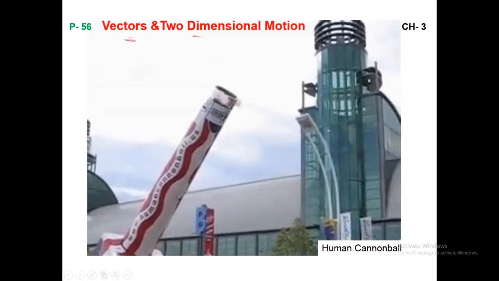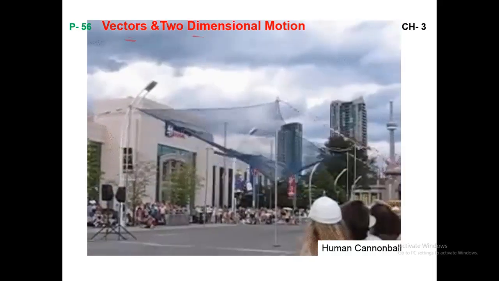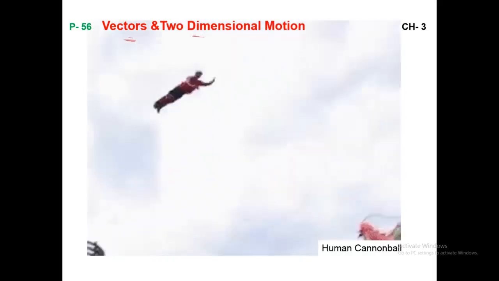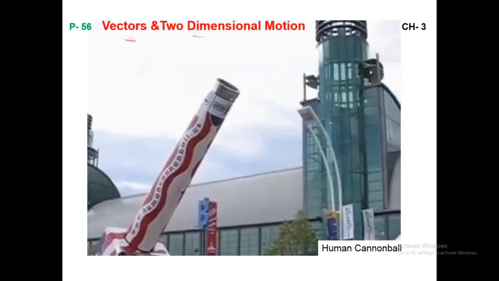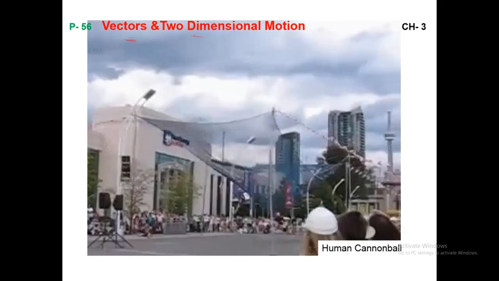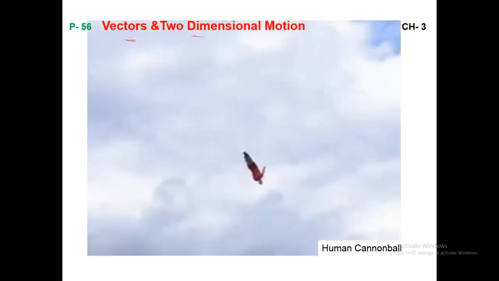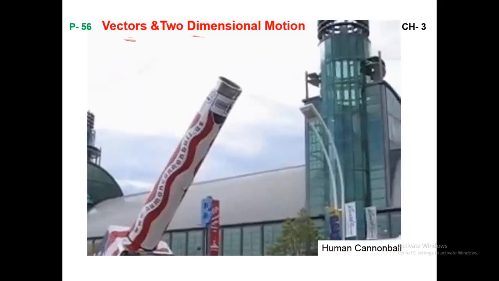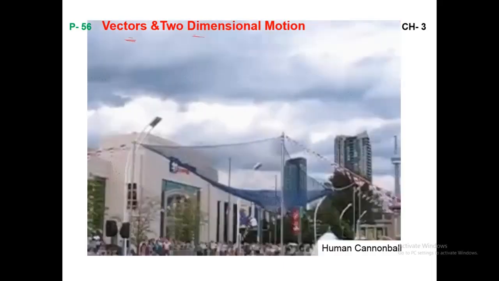First, you have seen in chapter number 2 that we discussed motion along a single line. We call it one-dimensional motion, whether you are moving along the x-axis or some object is going up or coming down. That was one-dimensional motion along a single line. The line may be straight, it may be curved.